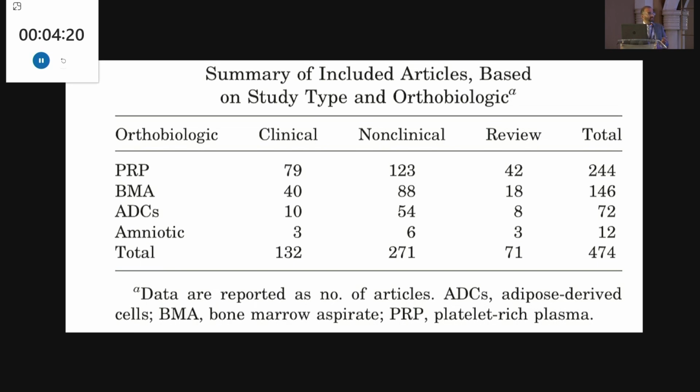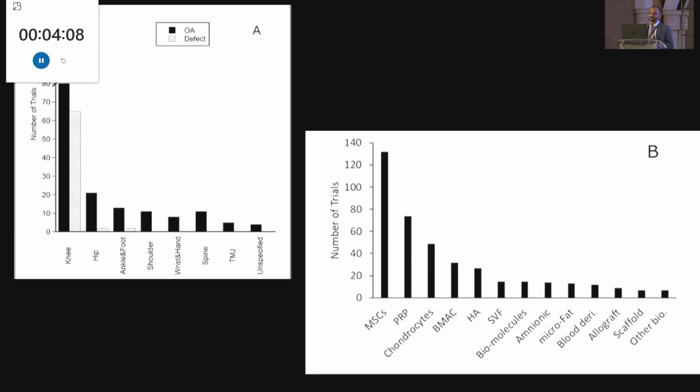And then study type and orthobiologic. PRP, as you'd expect, is the one that's being studied the most. Coming into, again, this is a graphic showing that the knees are most studied, and then MSCs have the greatest number of trials along with PRPs.